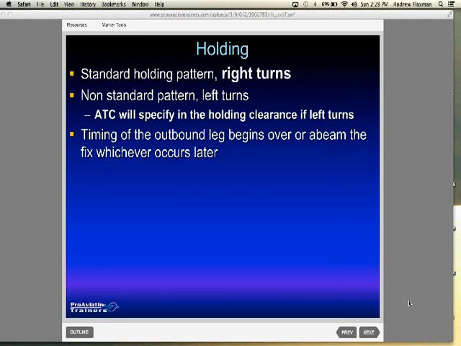Let's say you have to make a teardrop entry and come back around. A lot of people screw that up and will end up making the turn in the wrong direction. And if you're doing a hold in the mountains, that turn in the wrong direction could get you smack dab into a hillside.